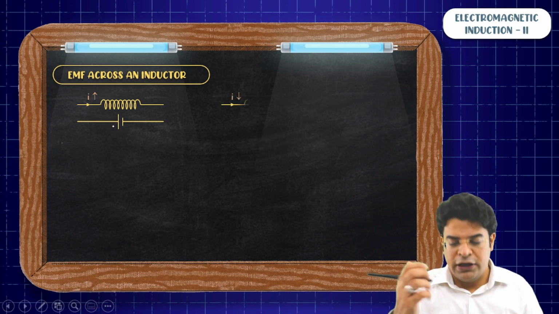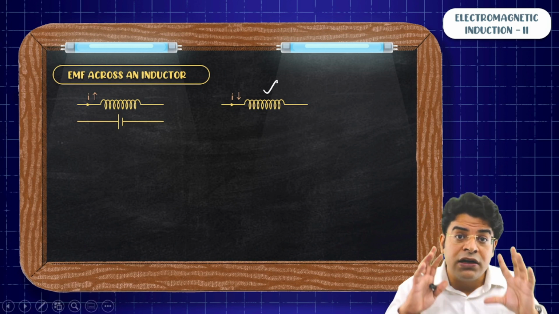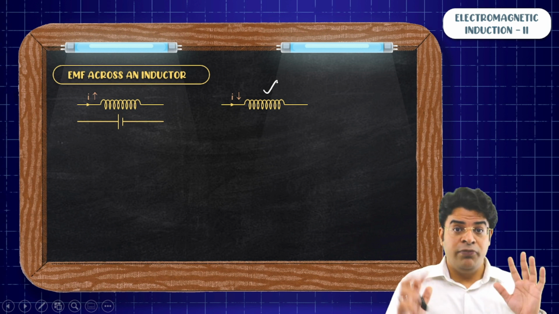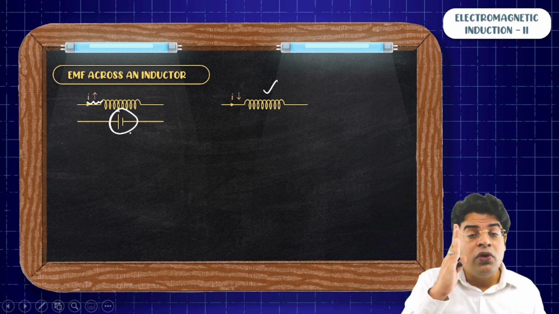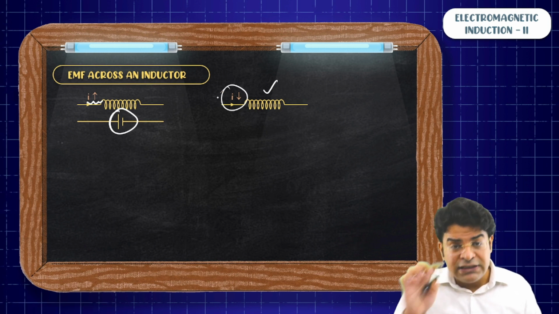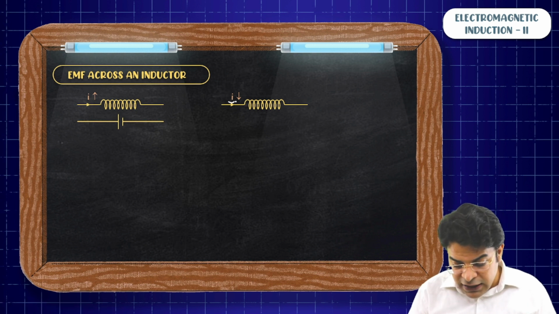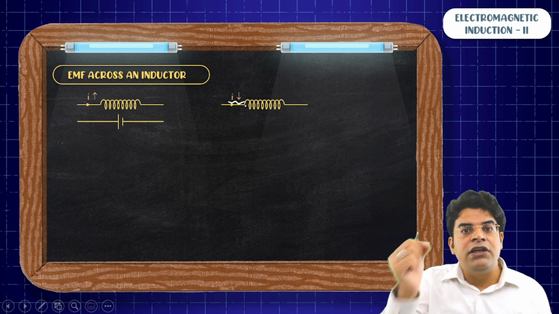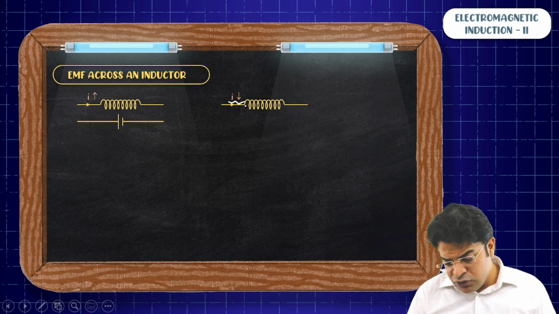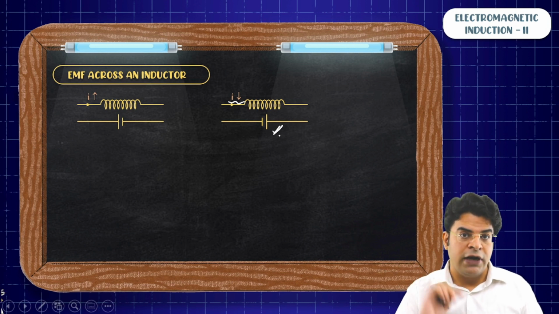Let's see one more example. Let's say current is from left to right but decreasing. Inductor has got problem with the change in current. If the current increases, it will try to decrease it. If the current decreases, the EMF will be such that it will try to increase it. So now, since the current is from left to right and decreasing, the inductor will try to increase the current towards right. And so as to increase the current towards right, the polarity has to be higher towards right.